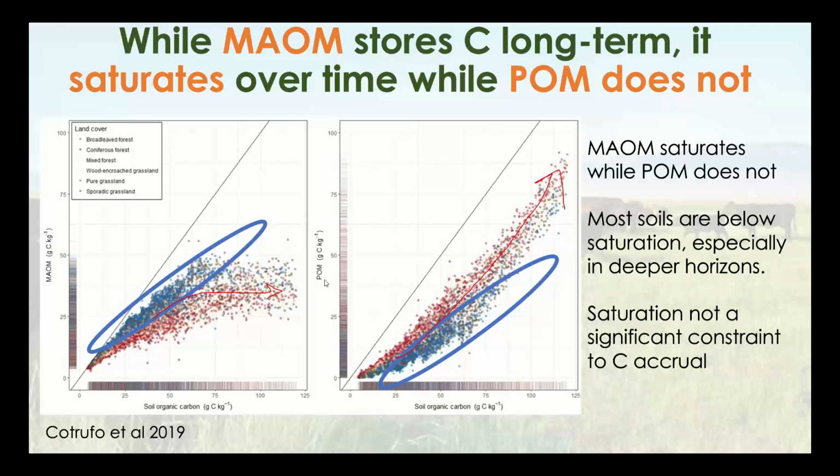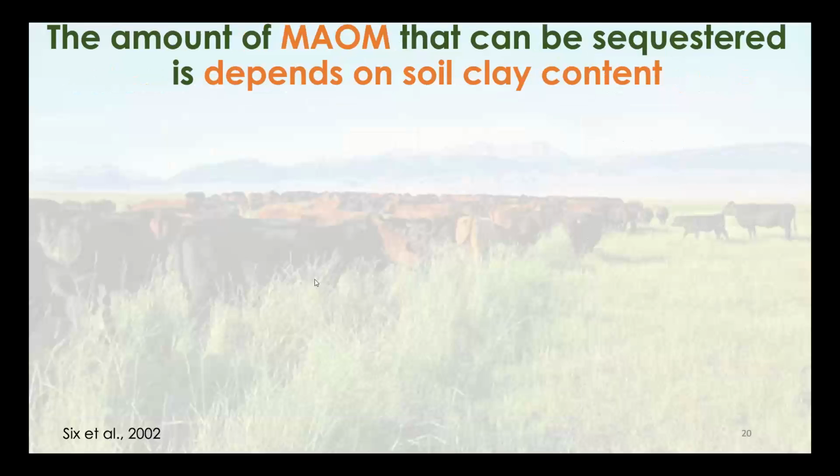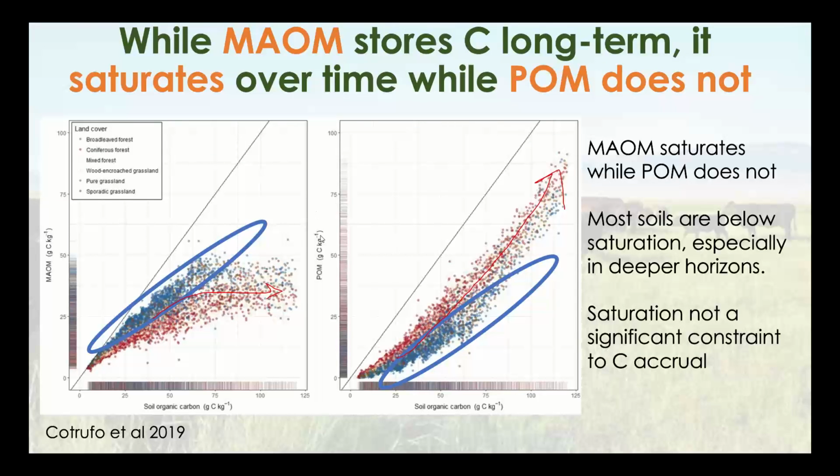Okay. But one more point, sorry, on that last graph. An important point about the saturation is to realize that most soils are far below their saturation potential, especially in deeper soil horizons. So saturation is not necessarily a significant constraint to carbon accrual.